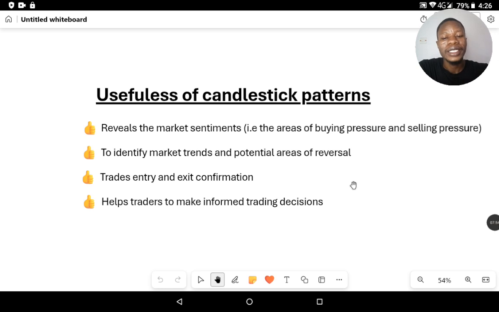Then lastly, it helps traders to make informed trading decisions. That's it. When you see all these patterns, it helps you to know when to buy, when to sell, when to hold, and it helps you make informed decisions.